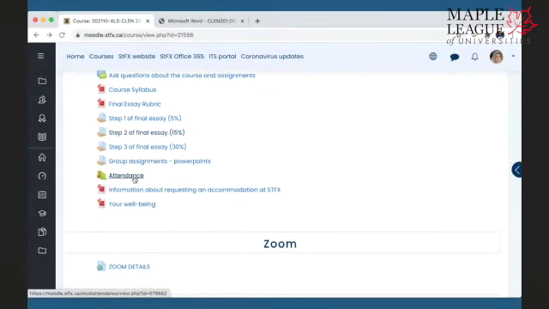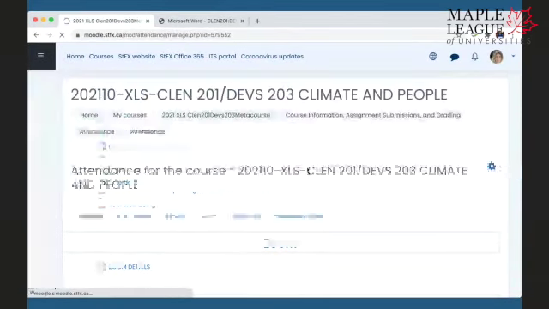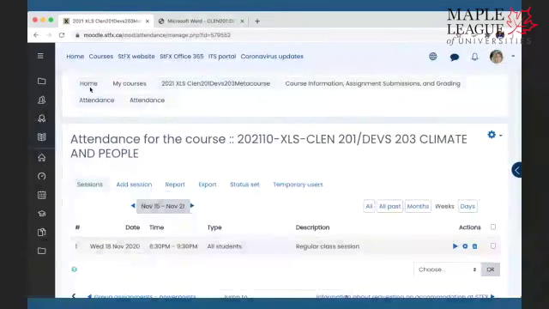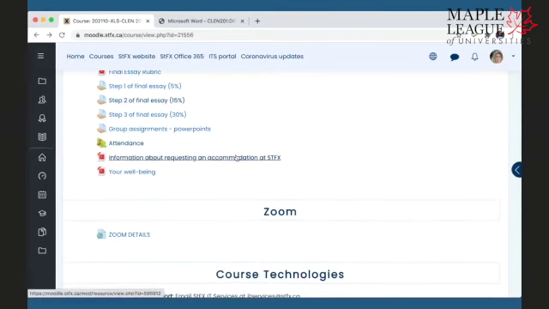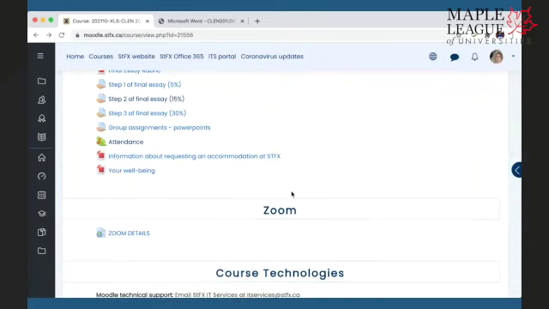I do take attendance every week, and they have to attend class. It's made into their participation. Online, you can see all the participants, so I just take a snapshot with my iPhone of all the participants, and then I do the attendance later.